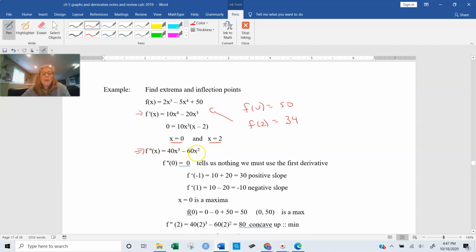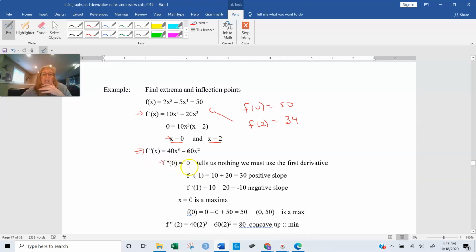So we got 40x cubed minus 60x squared. Set it equal to 0. Okay, when we do this, we're in trouble. Because when we plug in 0, that was also, so I have 0 there as a max or min, and when I plug in 0, I also get 0, which is a problem because that gives me my turning point and my inflection point at the same time. So there's something weird going on.